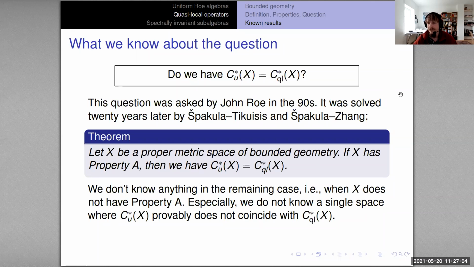We don't even have candidates, as far as I know. So there are not even candidates of quasi-local operators where one hopes to prove that they are not in the uniform row algebra or something like this. So there are just, as far as I know, no ideas right now out there to somehow approach any of this.